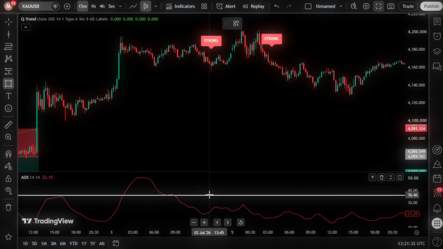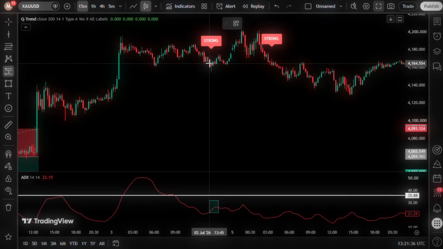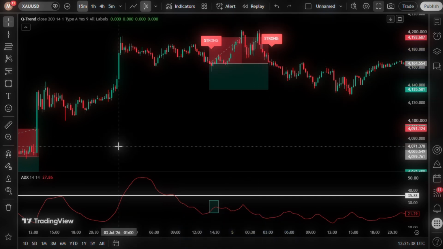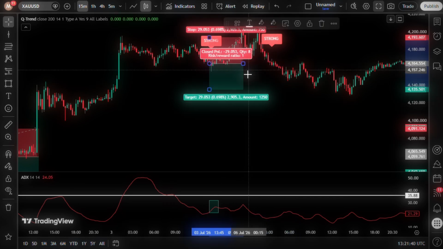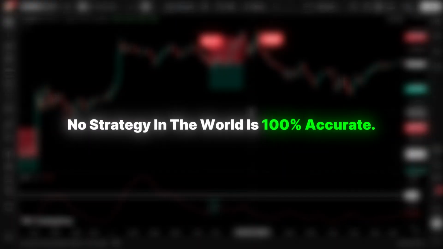Now look here, a strong red signal, and the ADX is below 35, so we take the trade. Stop loss goes just above the previous swing high. Take profit at 1.5 times our stop loss. But here, our stop loss hits. And the important thing to note is this. No strategy in the world is 100% accurate. Losses are part of the game.